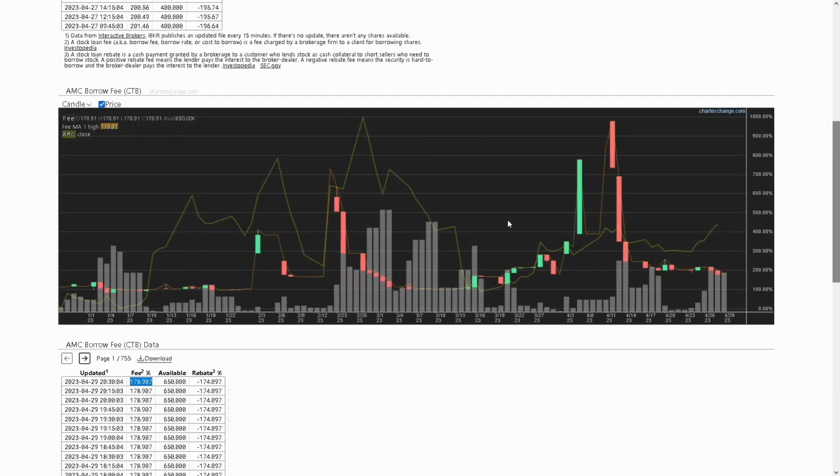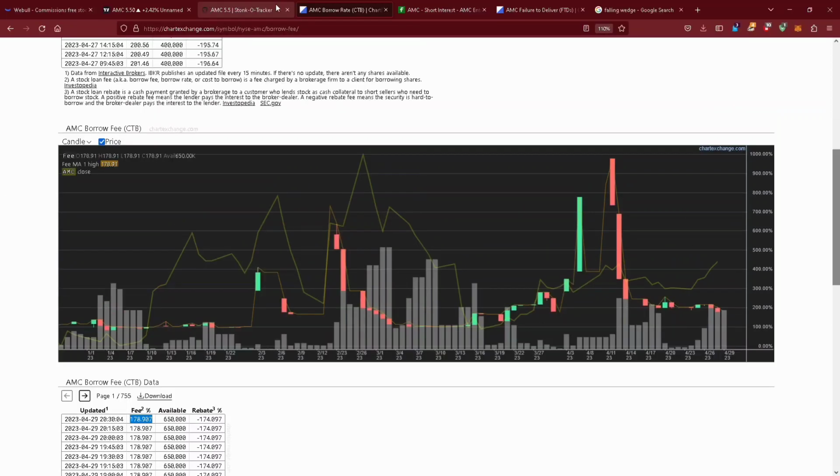Let's go ahead and look at the data real quickly and see what we're looking at, and then I'm going to look at a few more technicals and wrap up the video. So guys, we have cost of borrow slightly coming down. Again, it's at about 178%. We could see this pop to the upside on Monday. We could see that change.